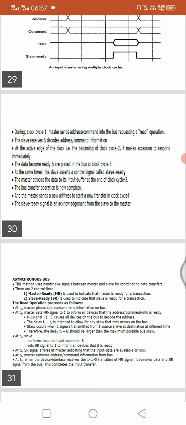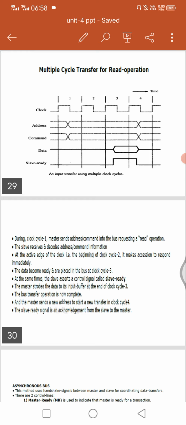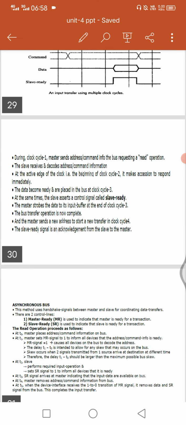At the end of the cycle, the master sends a new address to start a new transfer in clock cycle 4. Up to clock cycle 3, one transfer is finished. If you want to perform another, that means a new transfer, the master again sends a new address to start a new transfer in clock cycle 4.